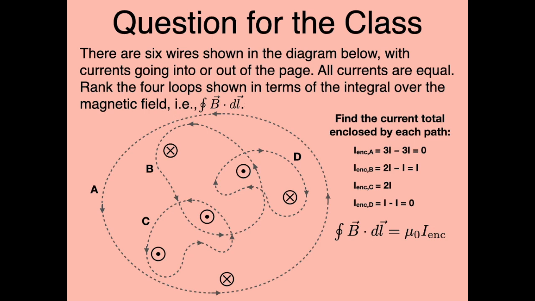So which one has the biggest integral? Well, it's the one with the biggest enclosed current. That's path C. Which one is the next one? Well, that's path B. And then the last 2 are A and D. Okay, so the integral for C is the biggest, followed by B, then followed by A, which is also equal to D because they're both 0. Okay, so that's how we rank these in terms of B dot dl.